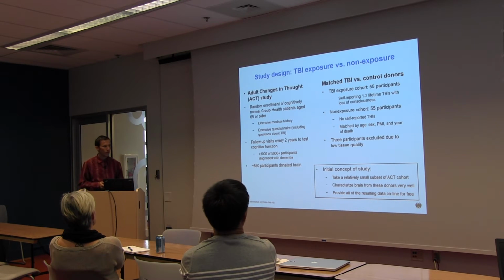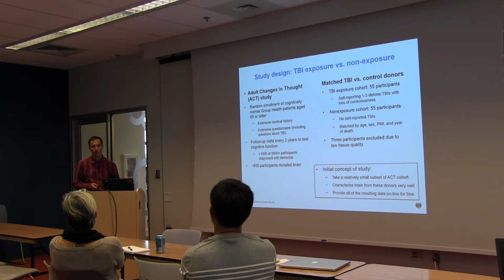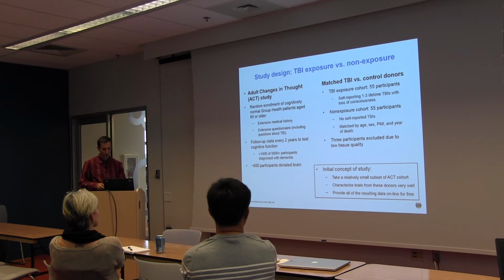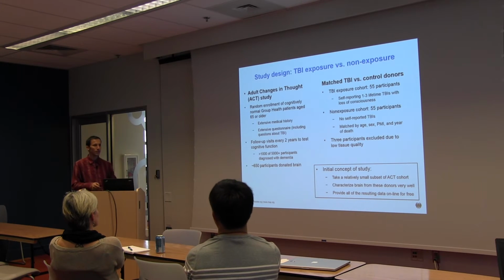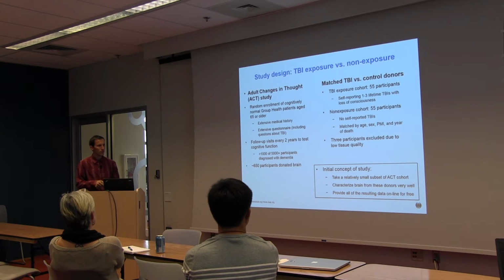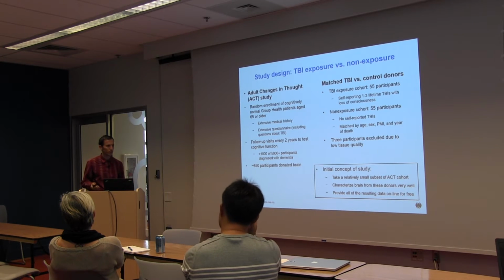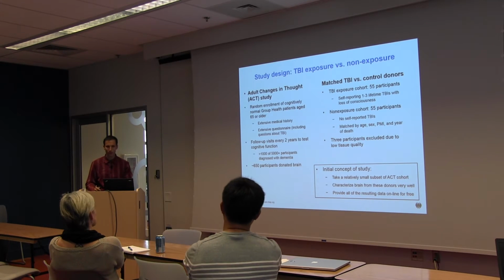We have a table that you can download, which will allow you to correct for biases introduced by this case-control type of cohort, to look at the entire cohort as a whole, if you wanted to do that. There's also a white paper about how to do that. But the basic idea was you take a relatively small subset of this cohort, you characterize the brains really well, and then we'll obviously provide all this available online.